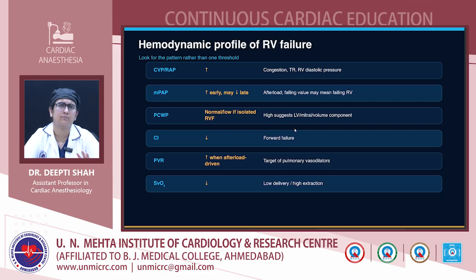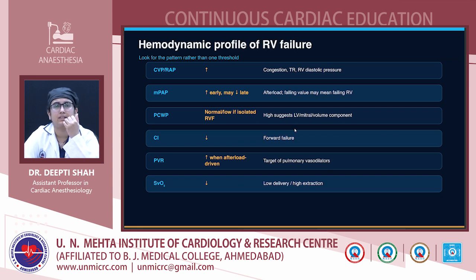So what is the hemodynamic profile that we see? We see that the CVP and RA pressures are in a rising trend, which suggests congestion, TR, or it can be because of RV diastolic pressures. We see that mean pulmonary artery pressures initially, in early phases of RV dysfunction, rise, but gradually fall because RV is unable to cause forward flow into the pulmonary arteries.